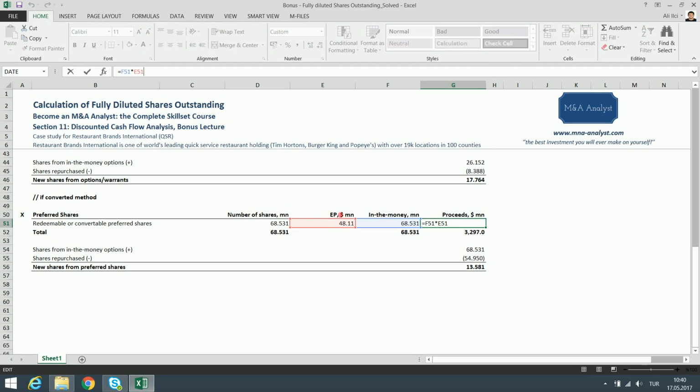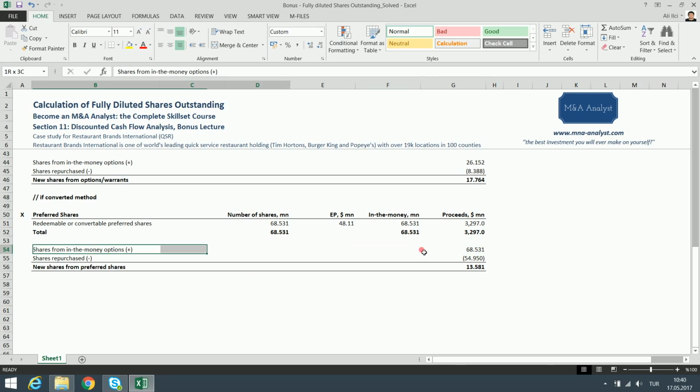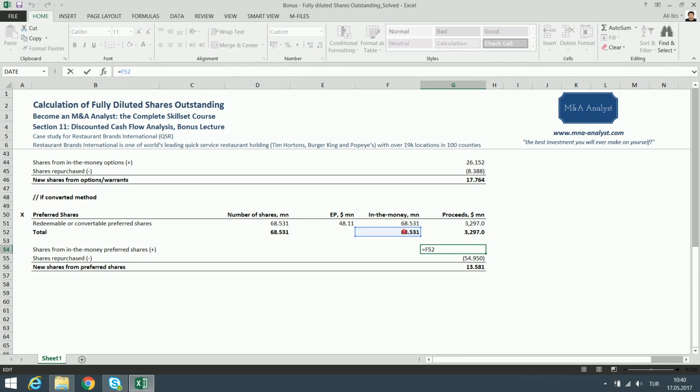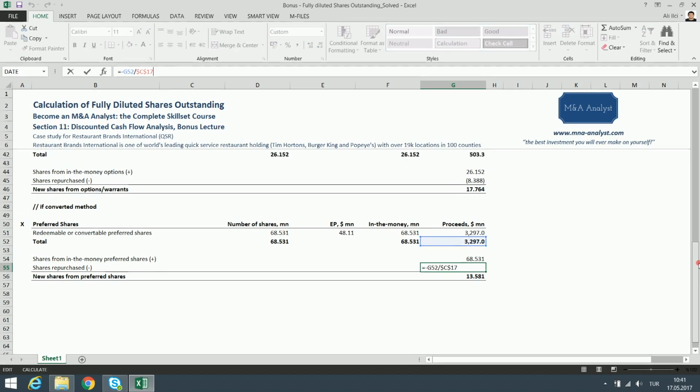When we multiply the redemption price by the number of in the money preferred shares, we find the proceeds. And we use pretty much the same calculation here to find the shares from the in the money preferred shares. And this is 69 million, and for shares repurchased, the same logic applies here.